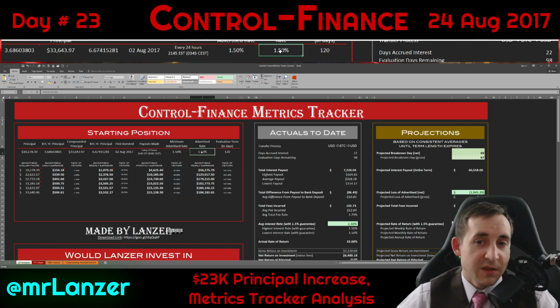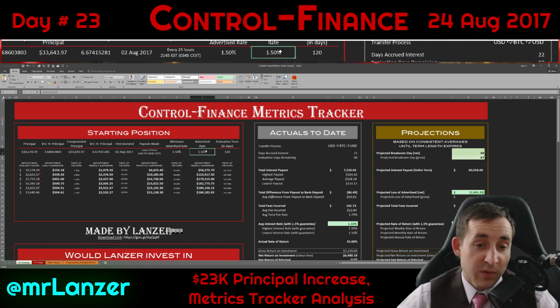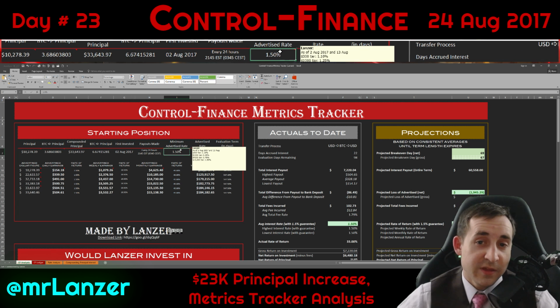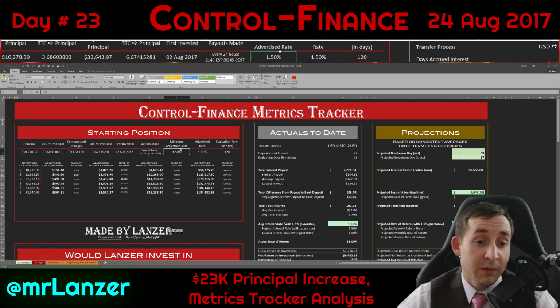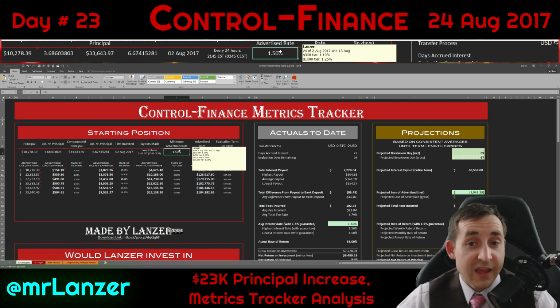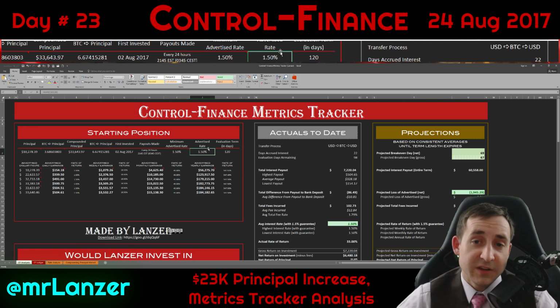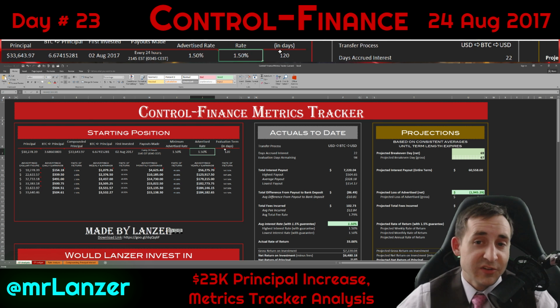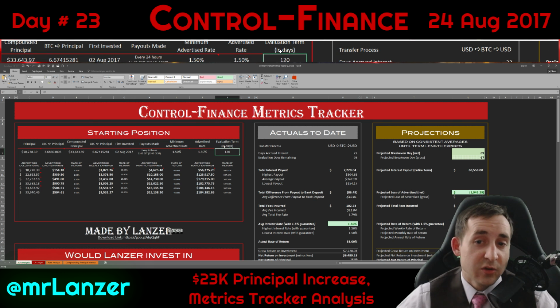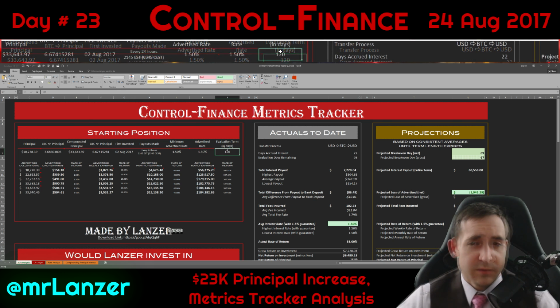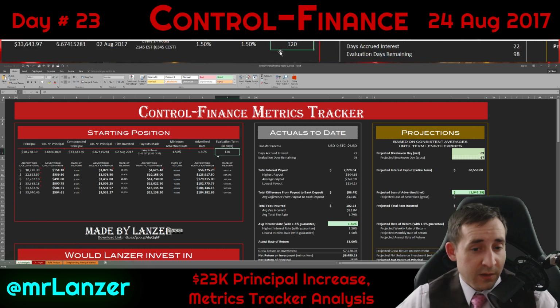So that means the advertised rate becomes 1.50. If the minimum was 1.5 and it gave an extra, it would reflect here in the advertised rate. The evaluation term, I decided to go with 120 days. Comparison with the BitConnect lending program.